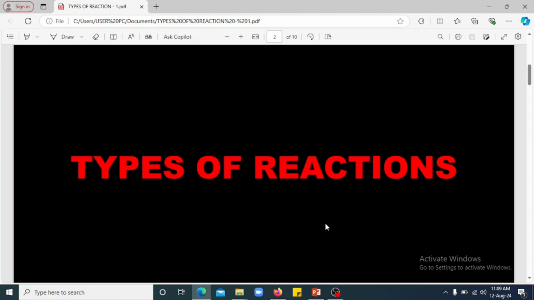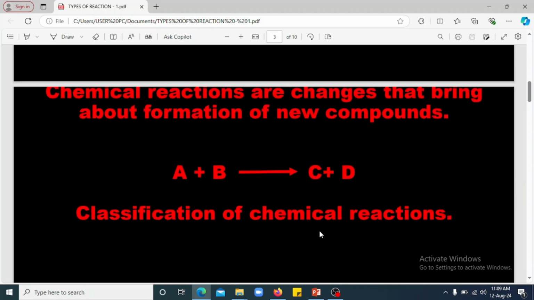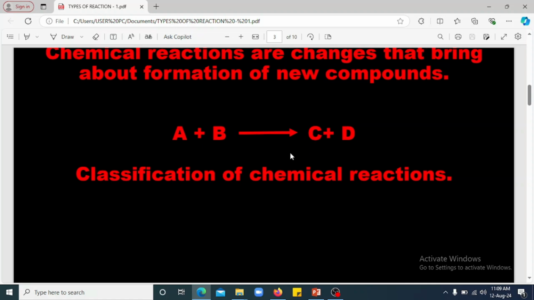Let's just take an example from what happens in daily life. If someone slaps you, you react. So something must happen before a reaction will take place. Let's check how it is in chemistry. Okay, reaction. Chemical reactions are changes that bring about formation of new compounds. In a chemical reaction, there must be the formation of new compounds.